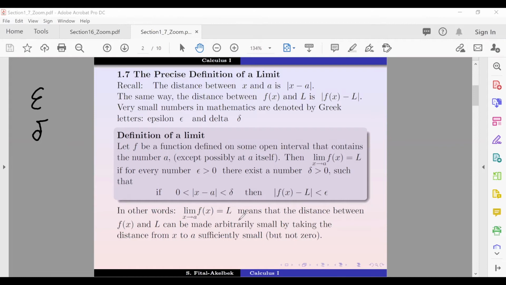In other words, the limit means that the distance between the function and the value of the limit can be made arbitrarily small by taking the distance from x to a sufficiently small, but not 0. Take notes, and I have a picture on the next slides. I will explain this.